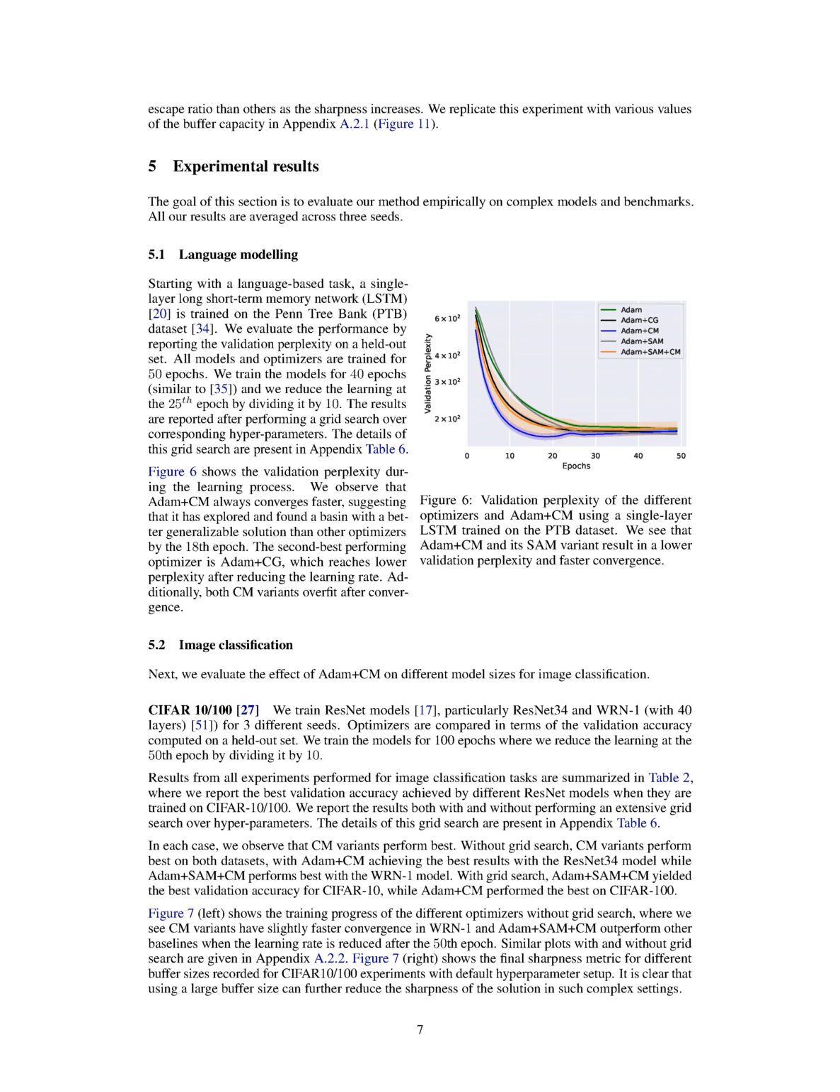Section summary. In this section, the authors evaluate their method on language modeling and image classification tasks. For language modeling, they train a single-layer LSTM network on the Penn Tree Bank dataset and compare different optimizers. They find that ADAM plus CM converges faster and achieves better performance than other optimizers. For image classification, they train ResNet models on CIFAR-10/100 datasets and again compare different optimizers. They observe that CM variants perform the best, with ADAM plus CM achieving the best results for ResNet 34 and ADAM plus SAM plus CM performing the best for WRN1.